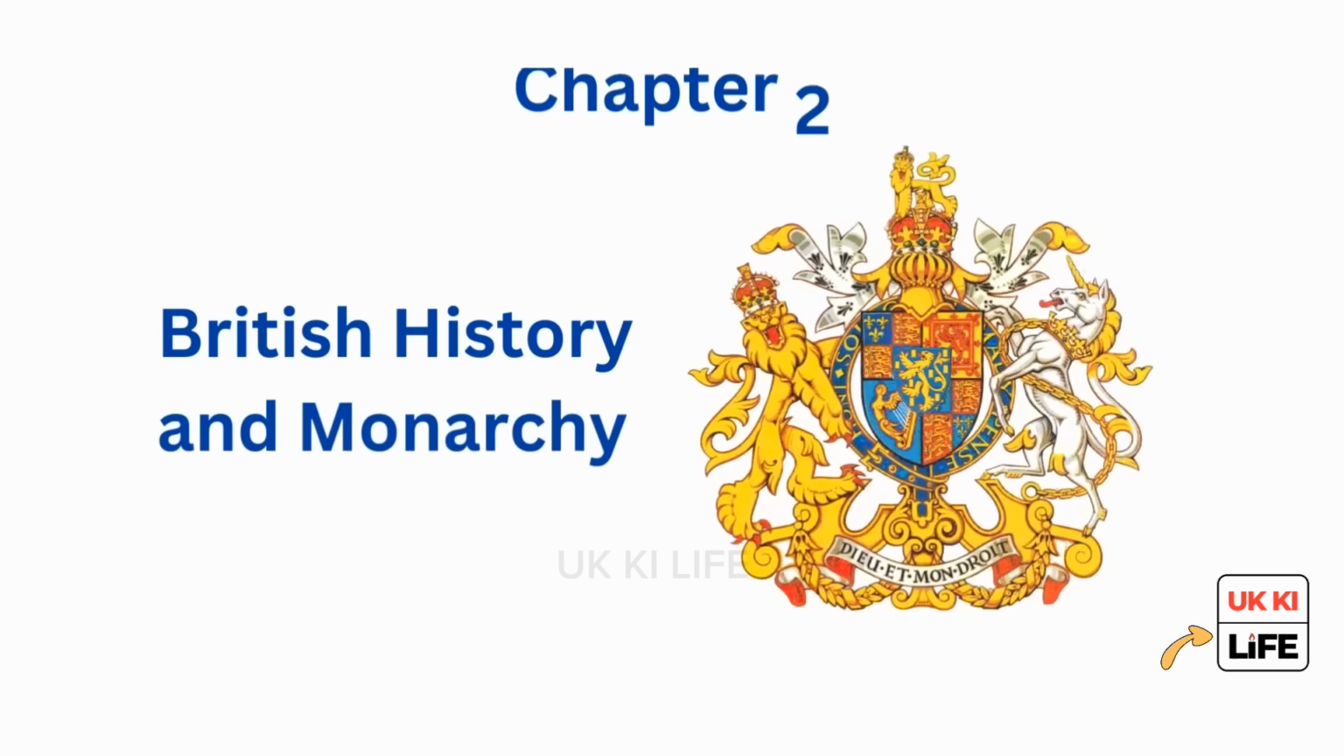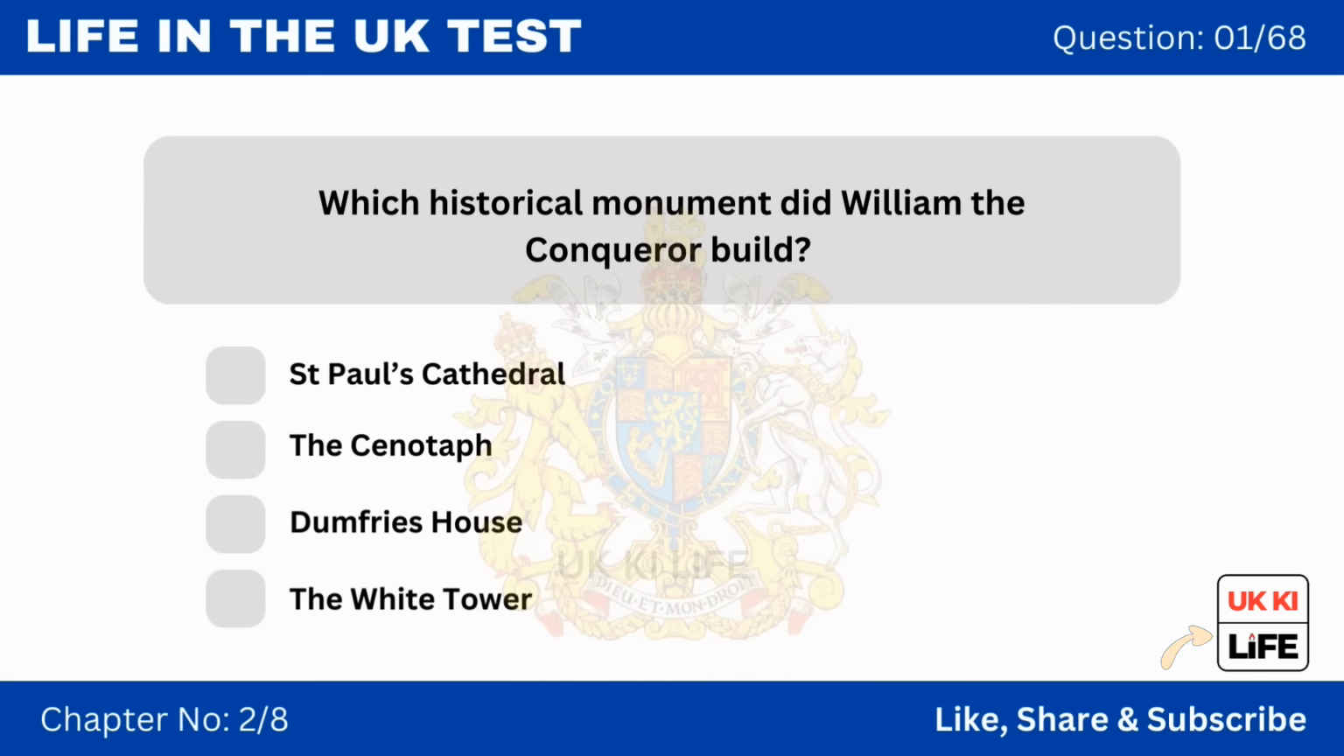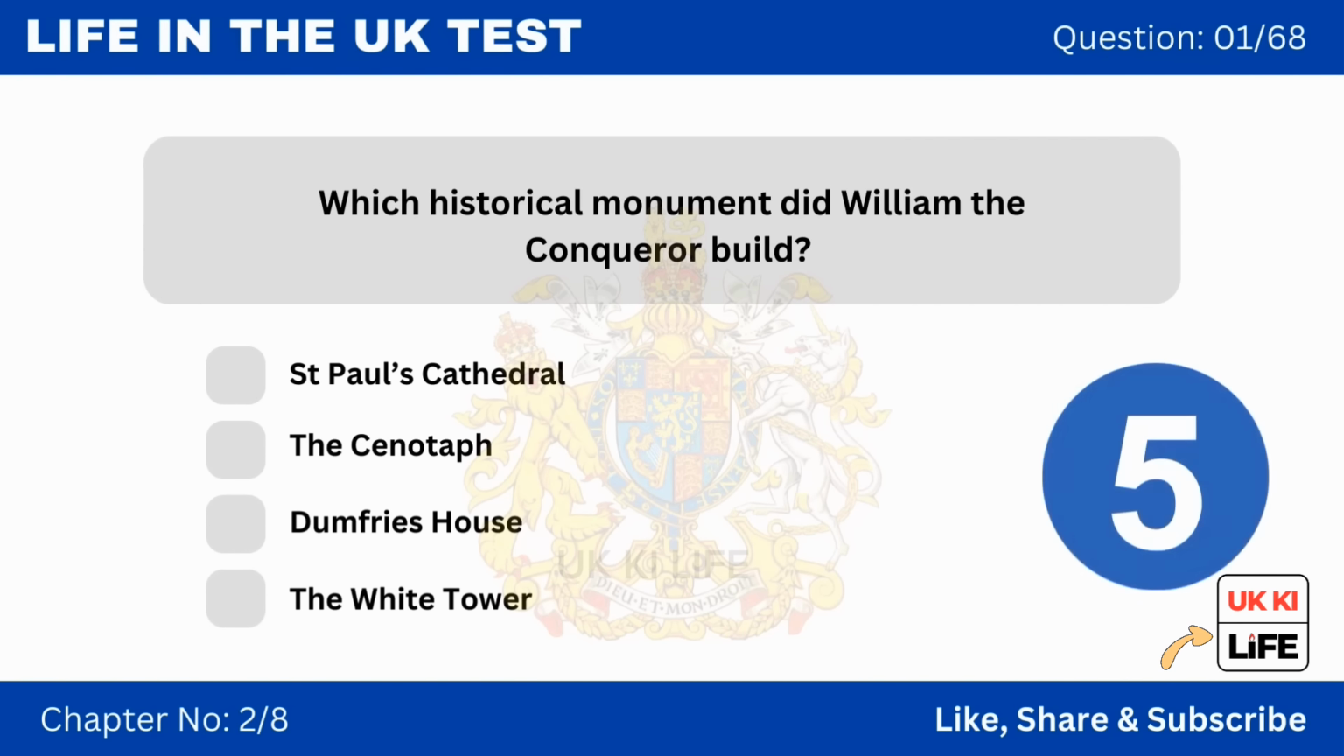Chapter 2. British History and Monarchy. Question 1. Which historical monument did William the Conqueror build? St. Paul's Cathedral, the Cenotaph, Dumfries House, the White Tower.